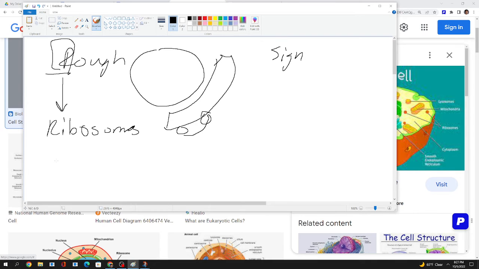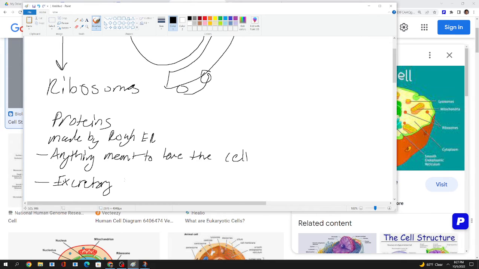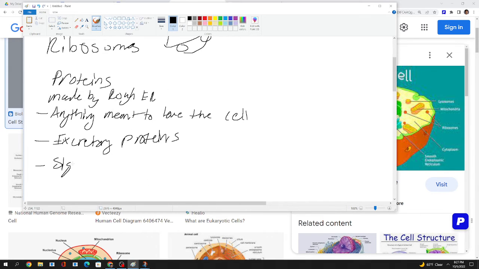So proteins made by rough ER. Anything meant to leave the cell. So an example of that would be, they're called excretory proteins. Excretory proteins. And think of them as signaling, antigens. These are just some stuff that you should kind of have a little bit of memorization for.